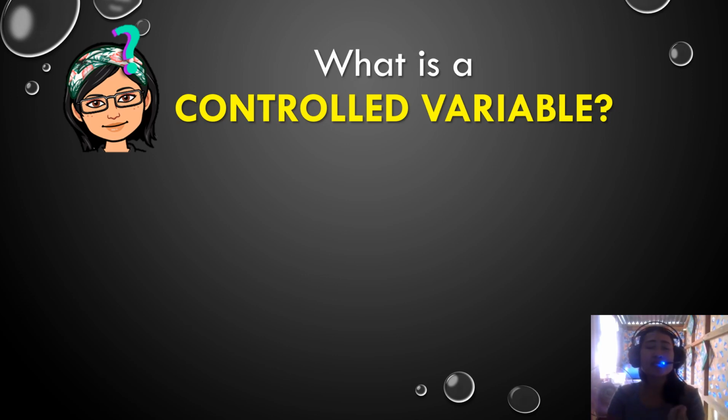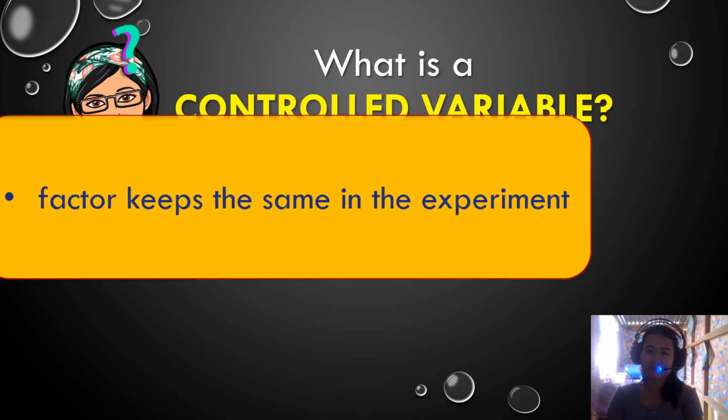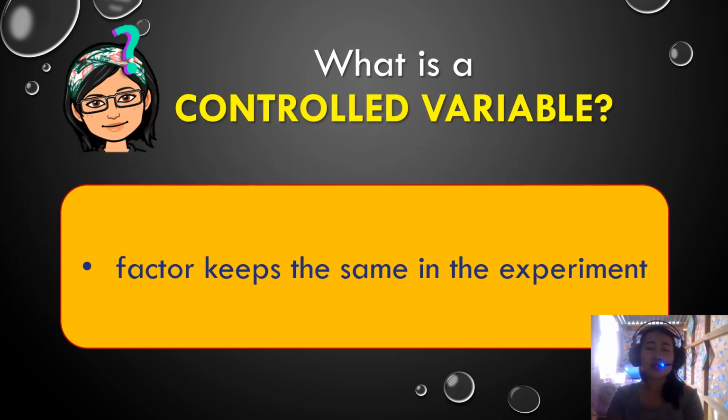Let's take a deep breath because we are about to complete the types of variables. Okay, let's read the question together. What is a controlled variable? A controlled variable is a factor kept the same in the experiment, or in short, controlled variables are not changed.